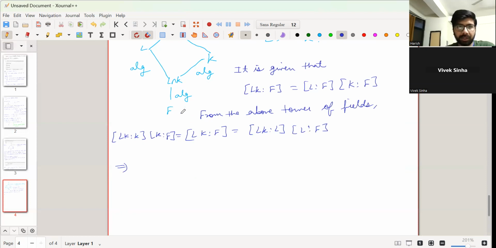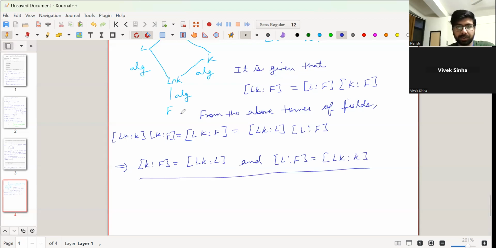So LF is the same. That means KF is equal to LKL. This implies KF is equal to LKL. And here you have KF, this will cancel out. LF is equal to LKK. So you get two new equations, right?